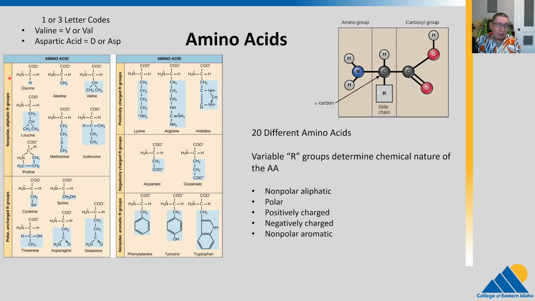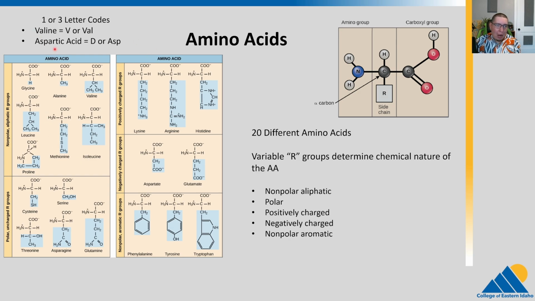There are different ways that we talk about them. Here's a chart with their full names: glycine, alanine, valine, things like that. But there are different codes for them. There's a 3-letter code or a 1-letter code. So valine is V in the 1-letter code or VAL in the 3-letter code. But we run out of letters because there are lots that start with A. So aspartic acid has a 1-letter code of D and a 3-letter code of ASP.